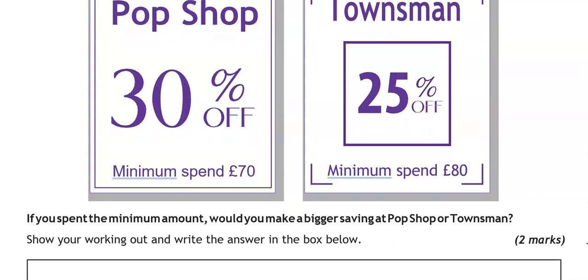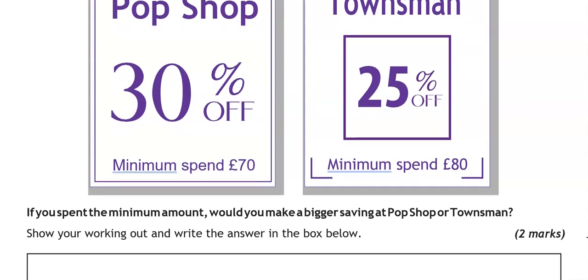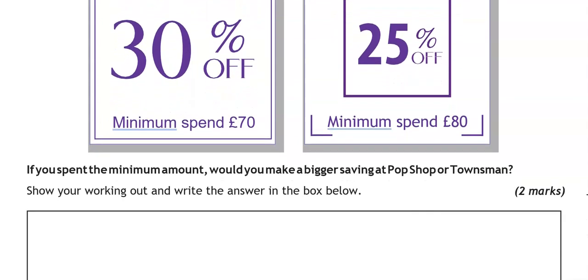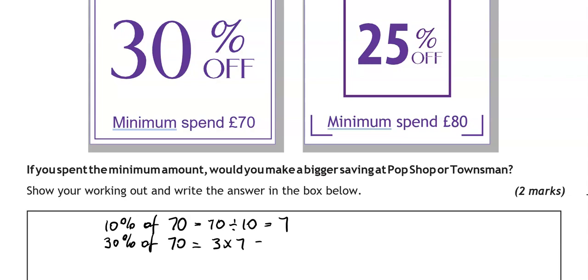So if we spent £70 at Pop Shop, we're going to get 30% discount. And since we're not using a calculator, we're going to go through this using the 10% method. So 10% of 70 is 70 divided by 10, which means knocking off the 0. So that gives us 7. Now 30% of 70 will be 3 lots of 7, which is £21. So that's how much you save in this first shop.